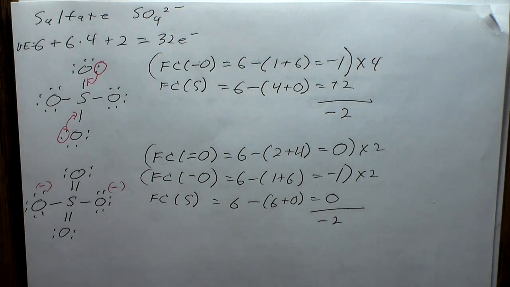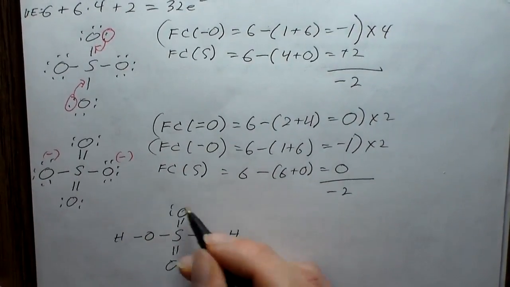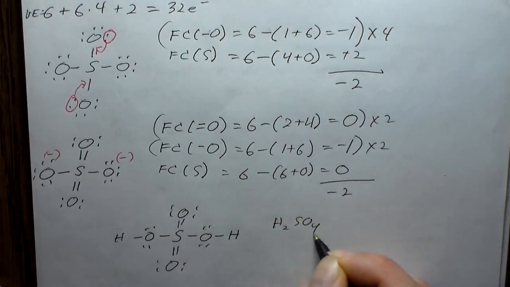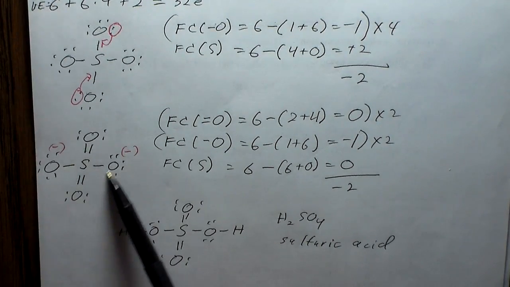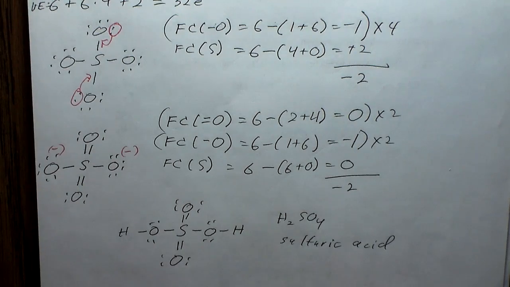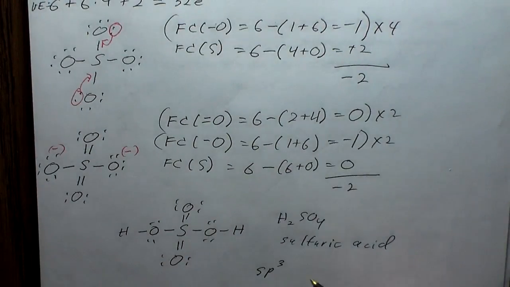And of course, if you were to make this into sulfuric acid, it would look like this. That's H2SO4. And of course, before we forget, my hybridization on this, it's attached to 4 things, no lone pairs. So that means that this is going to be an sp3 hybrid. And like we saw before, that's just going to be your tetrahedral configuration.